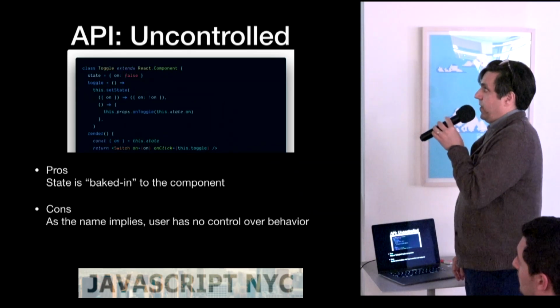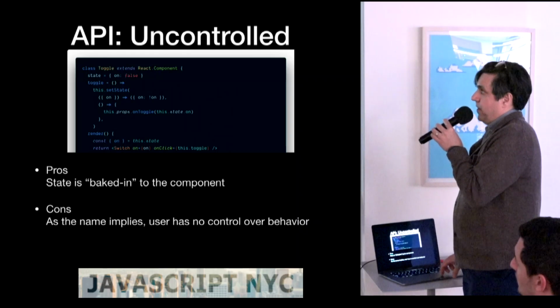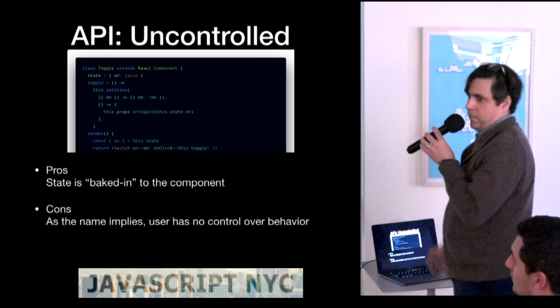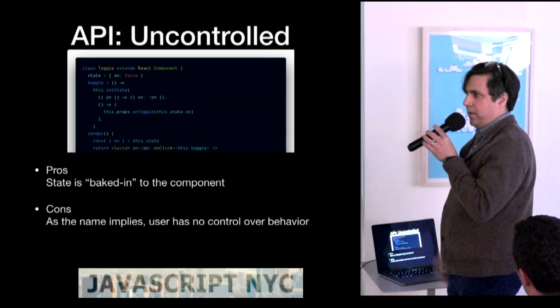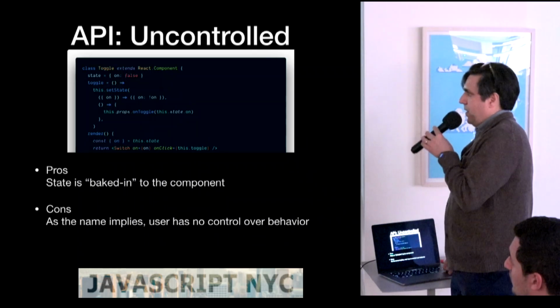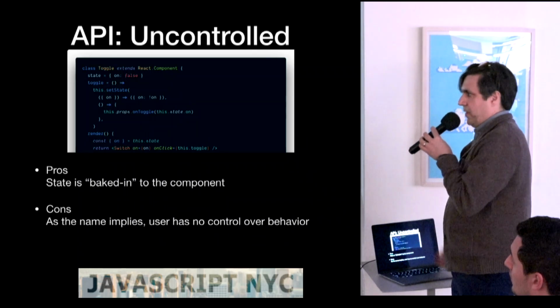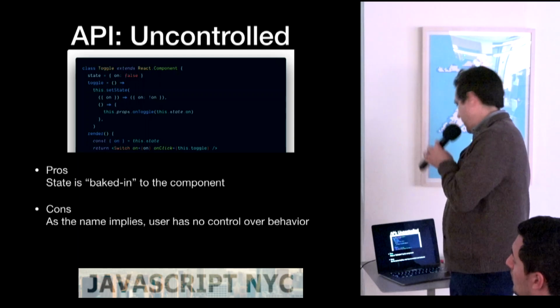So what's an uncontrolled component? Uncontrolled is where the state initializes and does the thing that you expect it to. Like if you have a toggle button or a tab or something like that, users are going to expect that whenever they click on things, the right thing is selected by default.